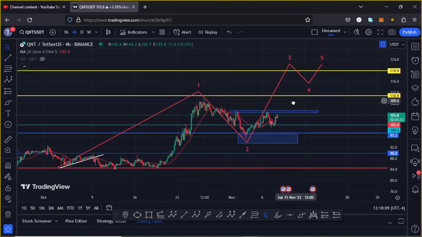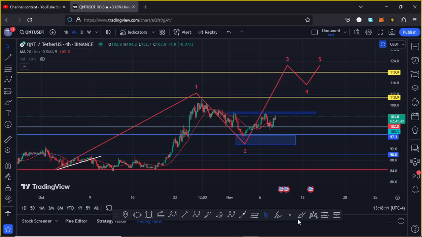And the moment we see a break above the $105 mark, which is our next key area of resistance, with a retest, and a break above the $110 mark, then that is enough confirmation that we are now getting even more impulsive in the formation of that wave 3.